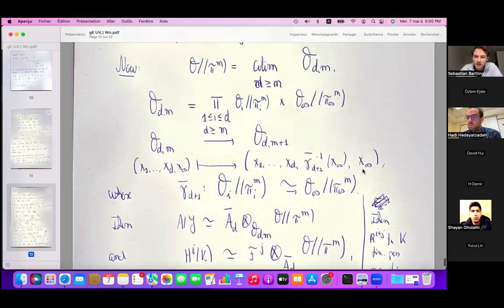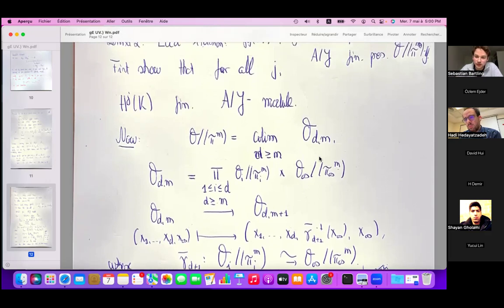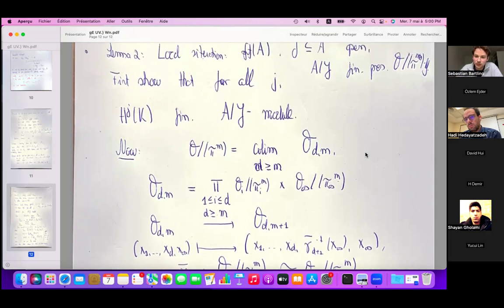So the answer is that I use the geometry of these formal schemes, which have this finiteness property, but it's really a general statement about formal schemes having these properties. It's not specific to a moduli problem of BTOs.